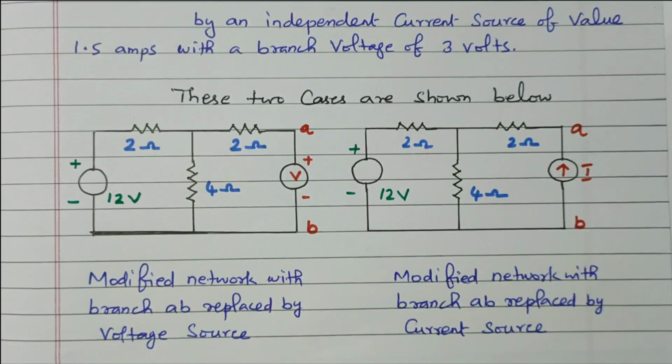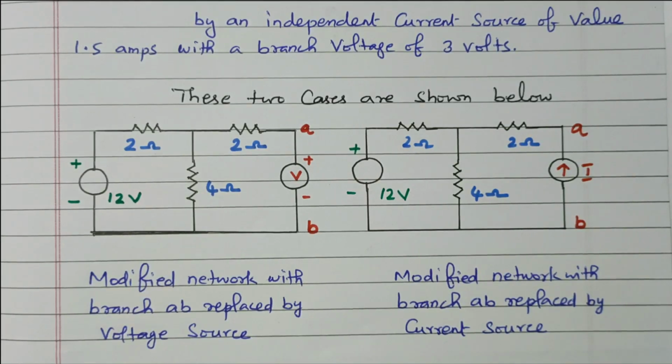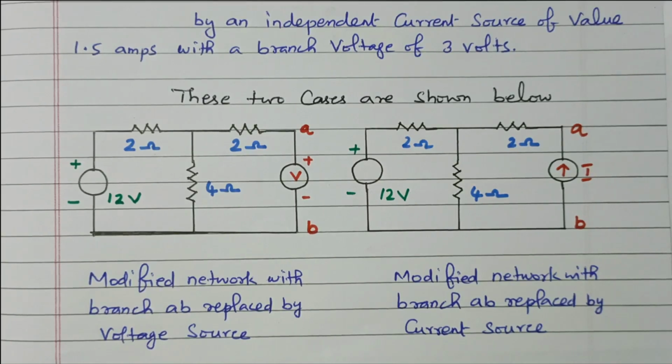Before that we need to find the voltage across AB and the current flowing through AB. Using those values, the branch is replaced by the current source and voltage source, maintaining the required value of current and voltage.